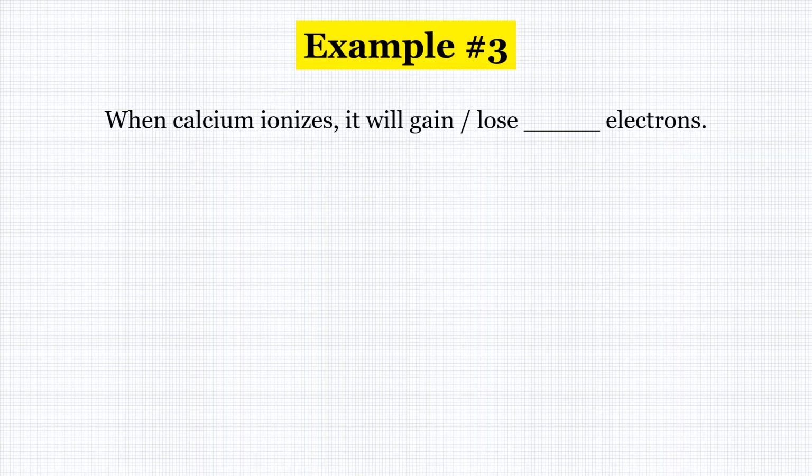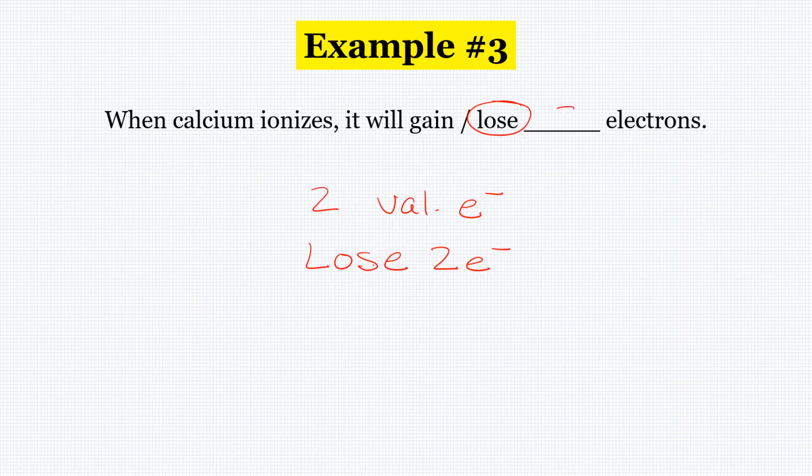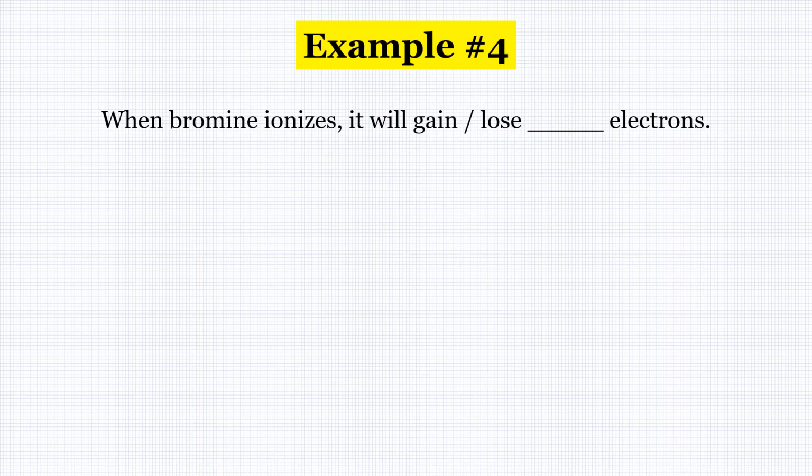When calcium ionizes, it will gain or lose electrons, and how many? So calcium on the periodic table has 2 electrons. So it's going to lose those electrons. When bromine ionizes, it will gain or lose, and then how many electrons? So bromine has 7 valence electrons. Since it has 7, it needs to gain 1 to get 8.